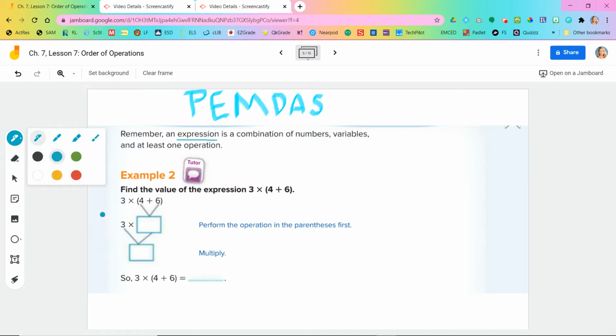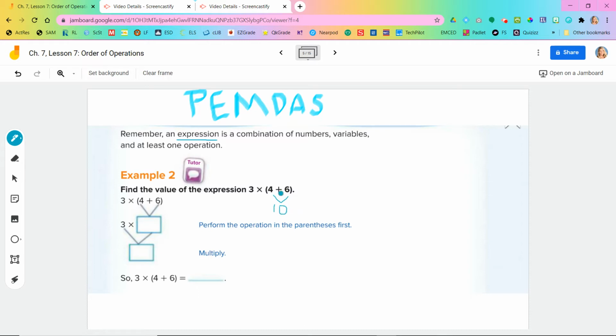So here's this expression, 3 times (4 plus 6), and we have parentheses. So first, we have PEMDAS. Let's check this out. I have a multiplication sign right here. I have parentheses, and then I have a plus sign. Now, according to PEMDAS, I need to check, do I have parentheses? Yes, I do. So if I have parentheses, I have to take care of them first. So this happens first. 6 plus 4 is 10.